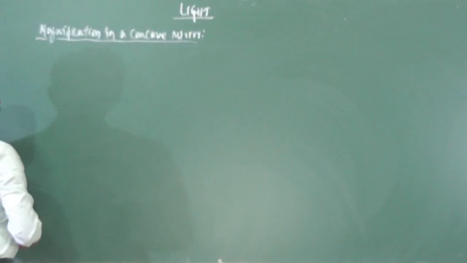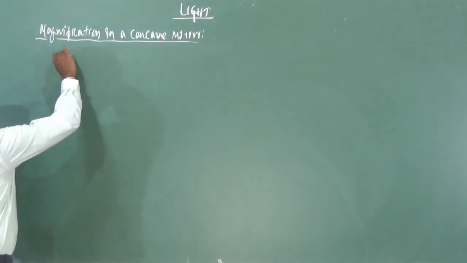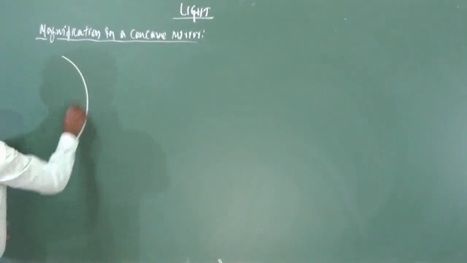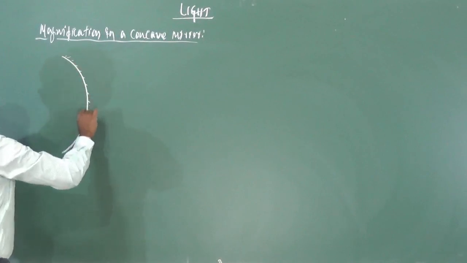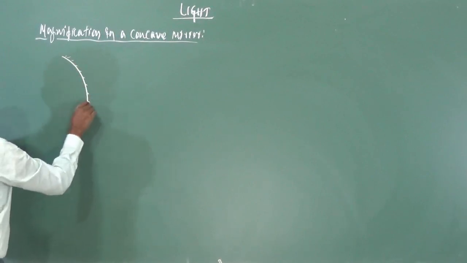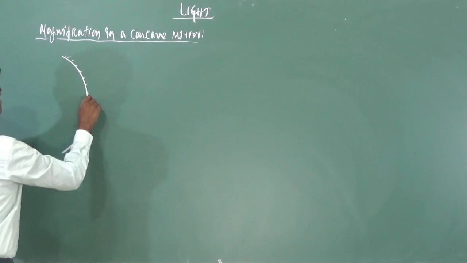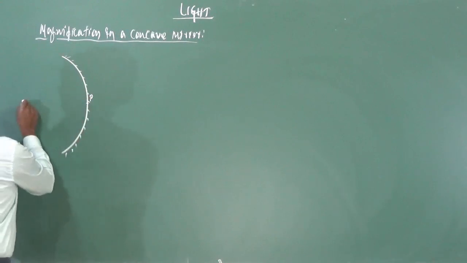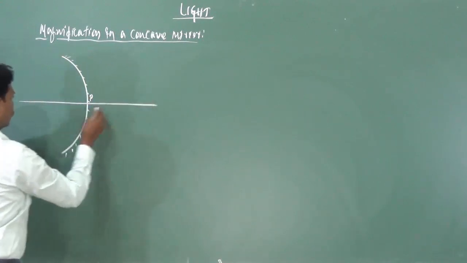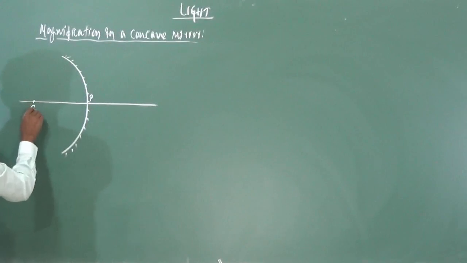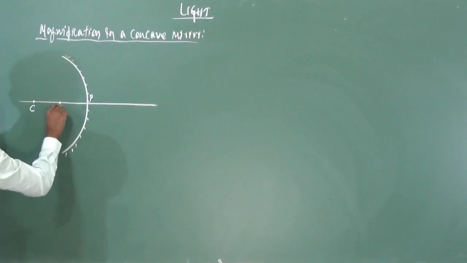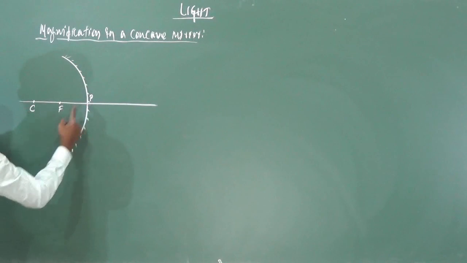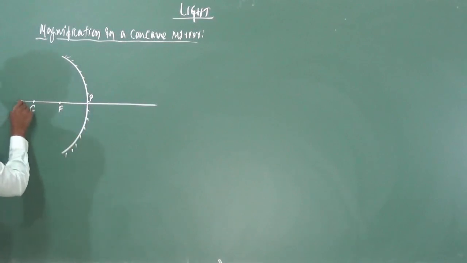So now let us take a concave mirror here. It is silvered at the outer surface, so that its inner surface is reflecting. This is the pole of the mirror. We will draw a line through the pole, and on it we will mark the center of curvature. This is the principal focus. So this distance should be equal to this. This is the principal axis.